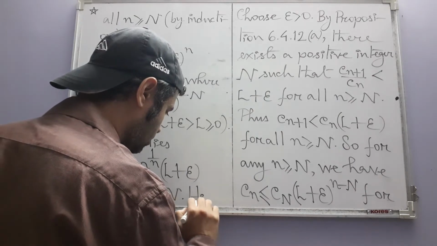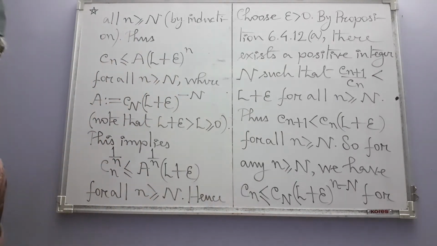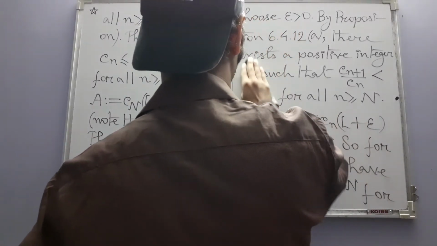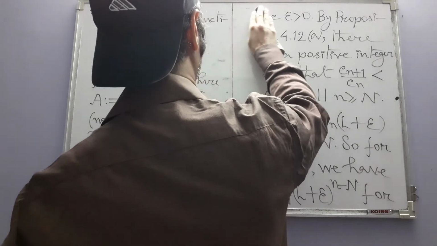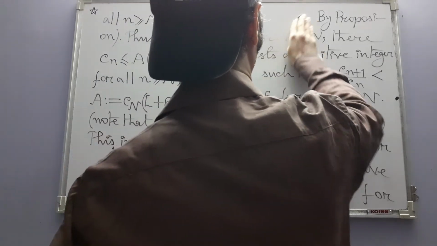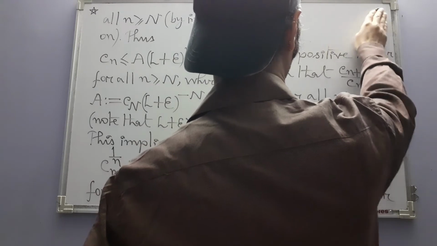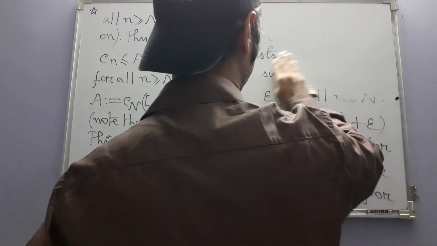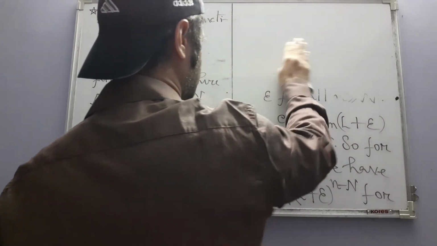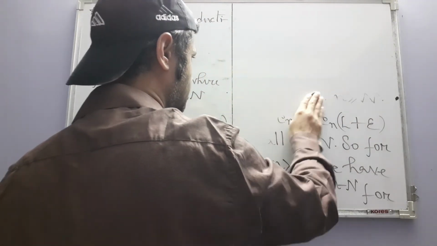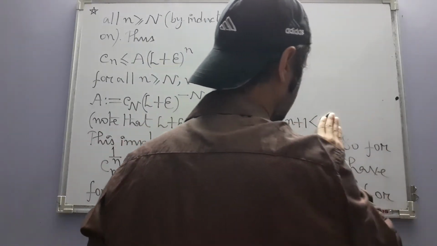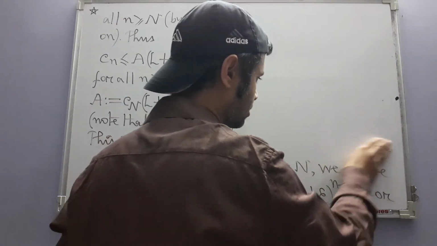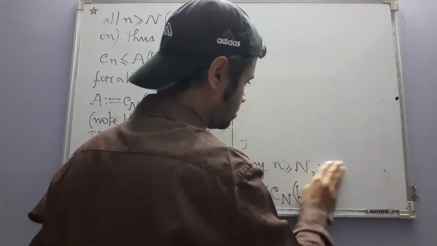Hence, by the comparison principle, in the chapter on limits of sequences, we have already seen the comparison principle. That is, if two sequences are there whose terms compare term wise, then their upper limits and lower limits also accordingly satisfy similar inequalities.